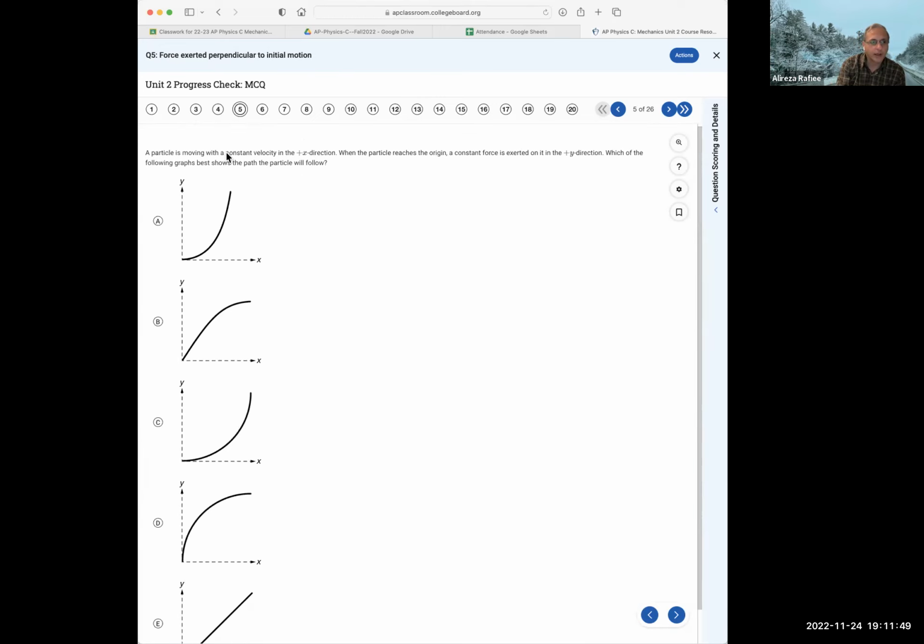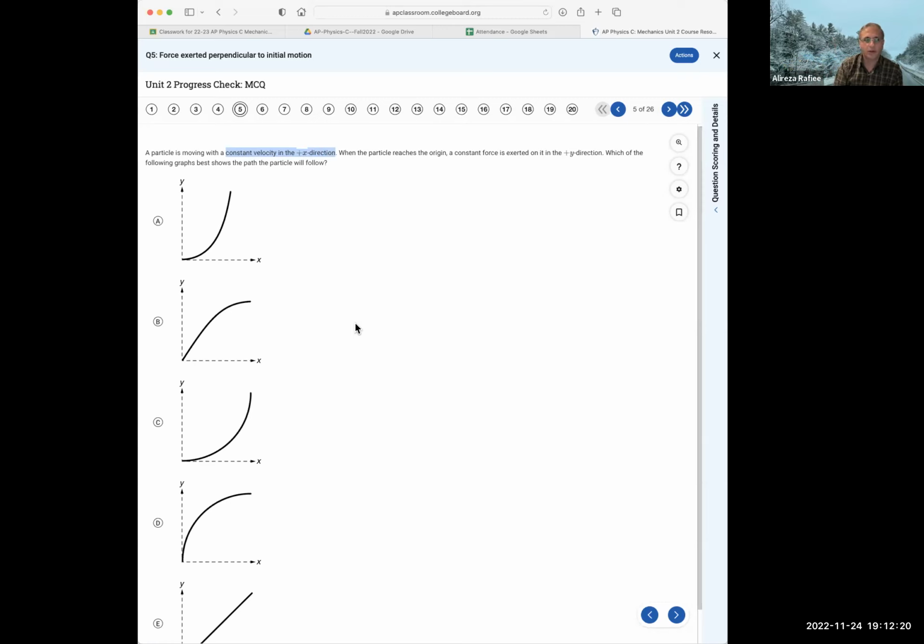Good. So it has a constant velocity in the x direction. Then when it reaches the origin, there is a constant force vertically in the positive direction. So it's upward. So it's going to accelerate upward. So it was moving with a constant velocity in the right direction. Now there is an acceleration upward.